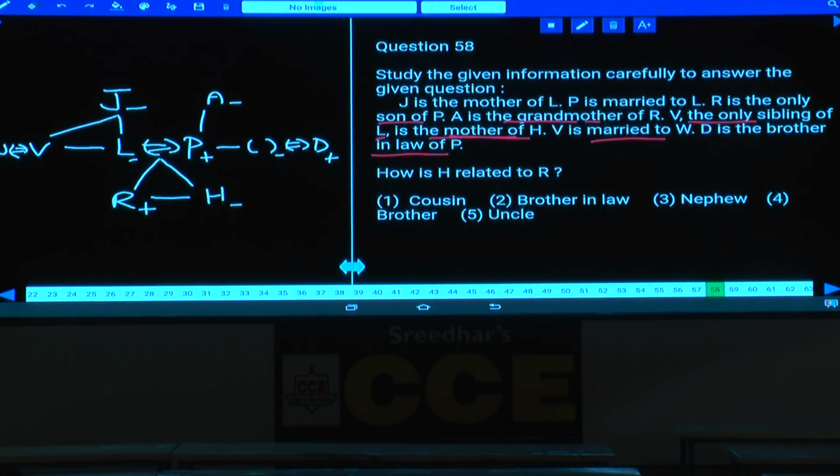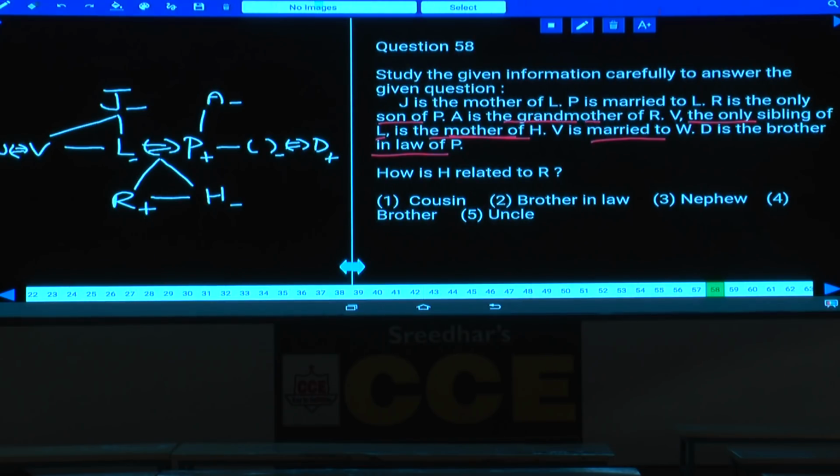How is H related to R? Tell me, how is H related to R here? H is the brother or sister? Related to R. Now H is the sister of R.